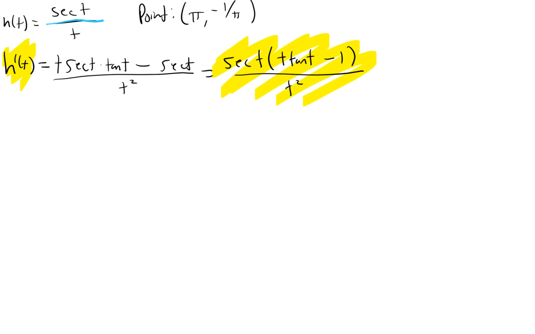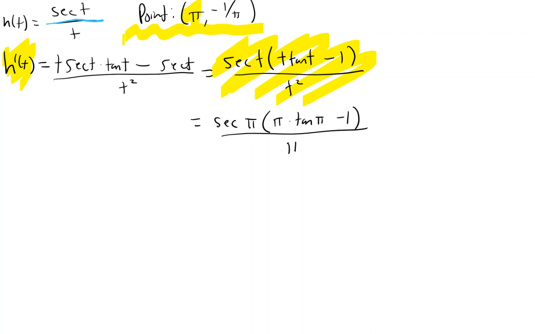But now I want to know what's going on with the derivative at this point. So I'm going to plug in this x value, or t value I guess in this case. So that would give me the secant of pi times the tangent of pi minus 1, all over pi squared.